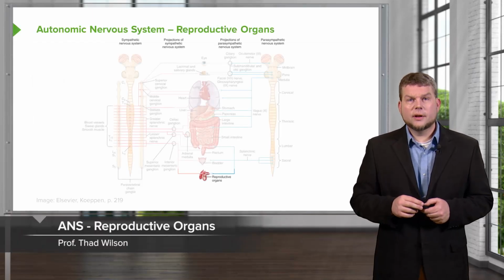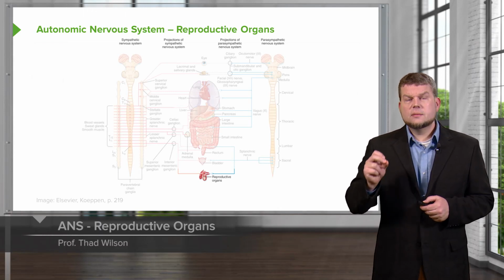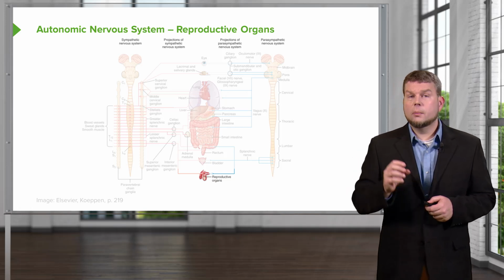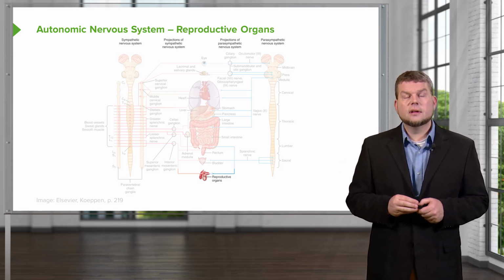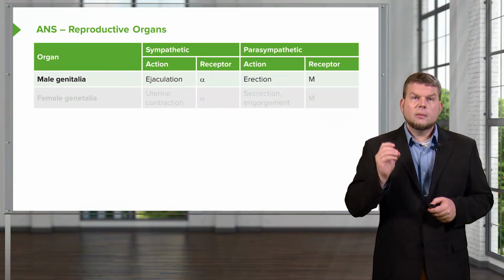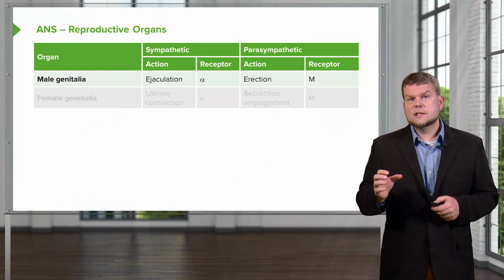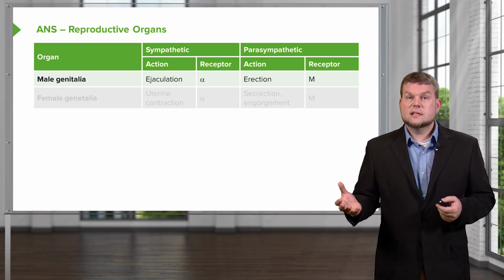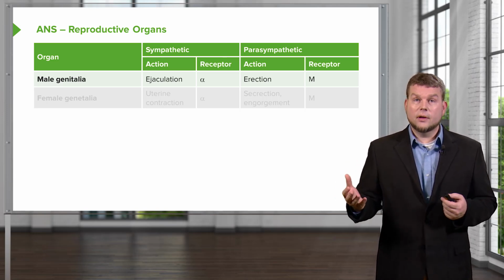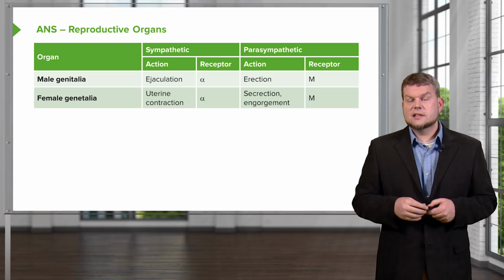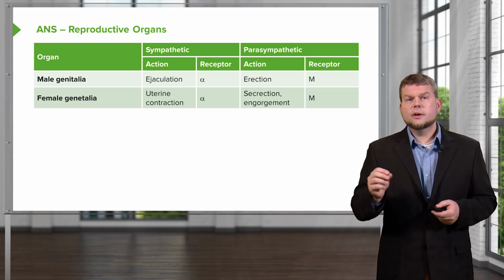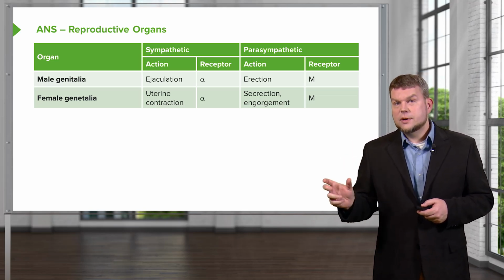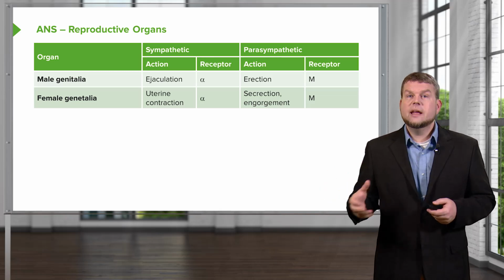What about the reproductive organs? The autonomic nervous system, both the sympathetic and parasympathetic nervous system, innervate the reproductive organs for both males and females. If you think about the male genitalia, the sympathetic nervous system has to do with ejaculation. The parasympathetic nervous system has to do with erection or increasing blood flow. In terms of the female genitalia, it's very similar. Uterine contractions are a sympathetically mediated event, while increasing the secretions and increasing the amount of blood flow is a parasympathetic nervous system function.